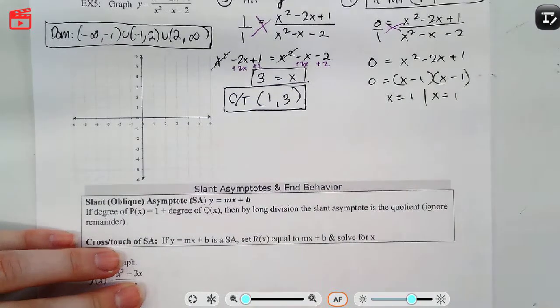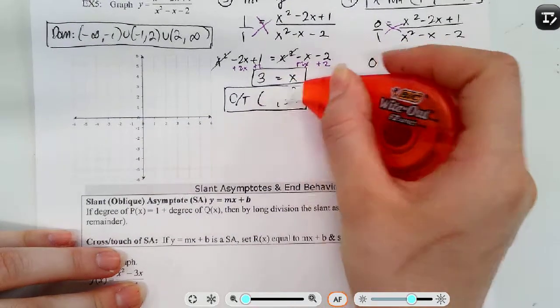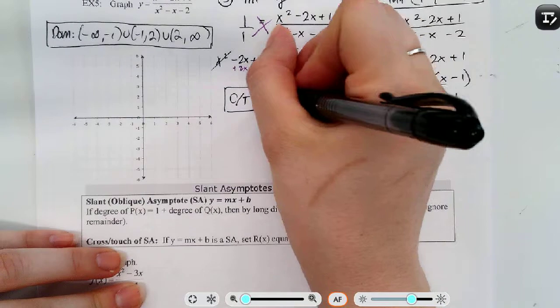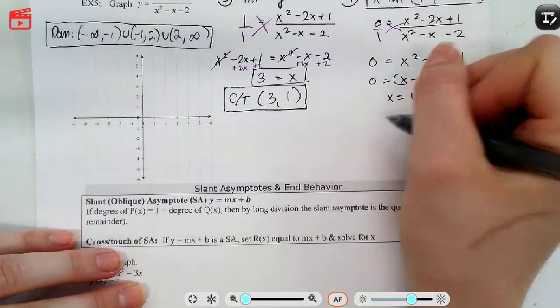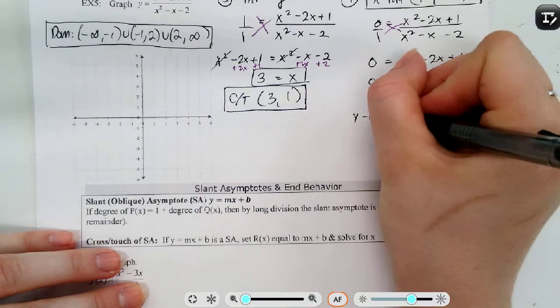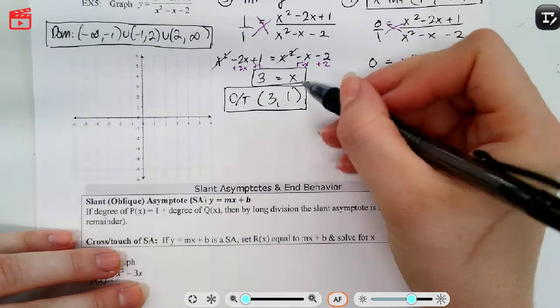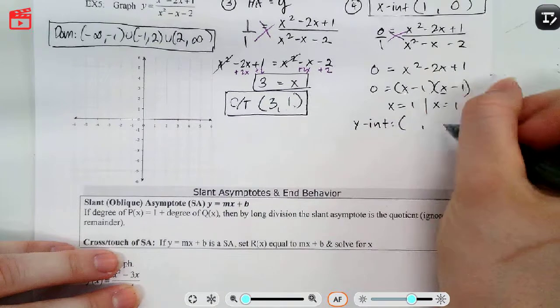I just realized this is why it looks strange to me. I put these guys in the wrong place. Let's just do 3, 1. All right, sorry about that. Okay. And then y-intercept. Something about that one was bothering me. Finally figured it out. Okay.